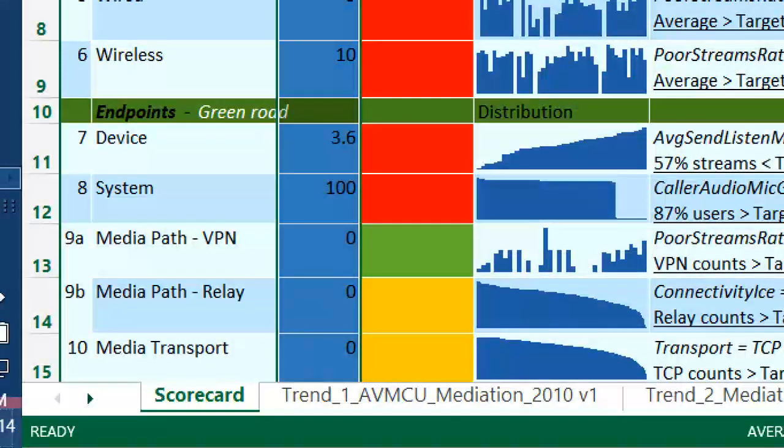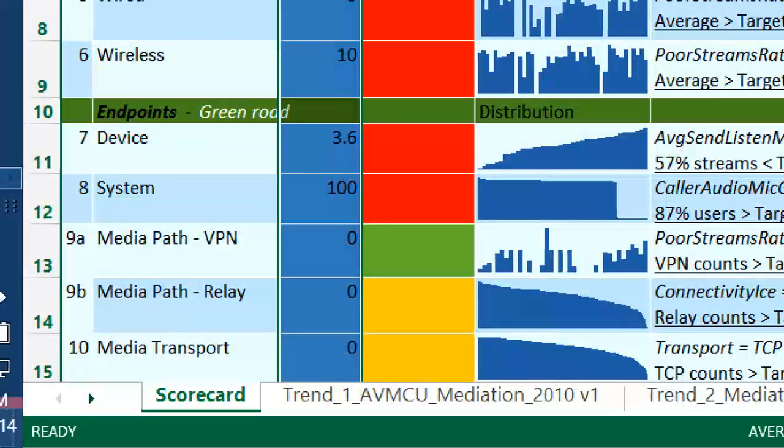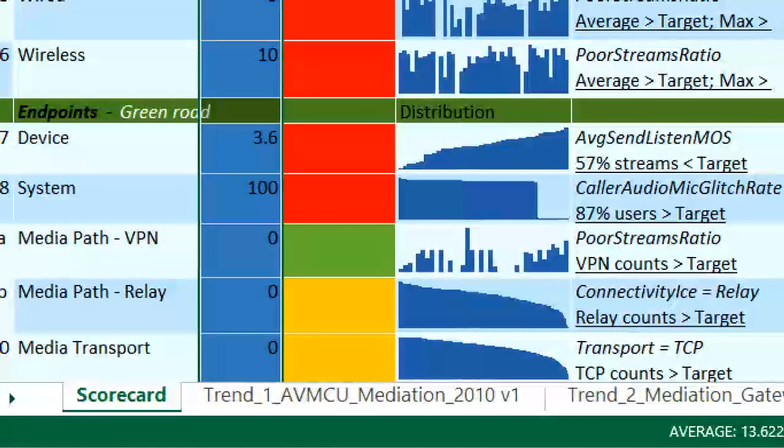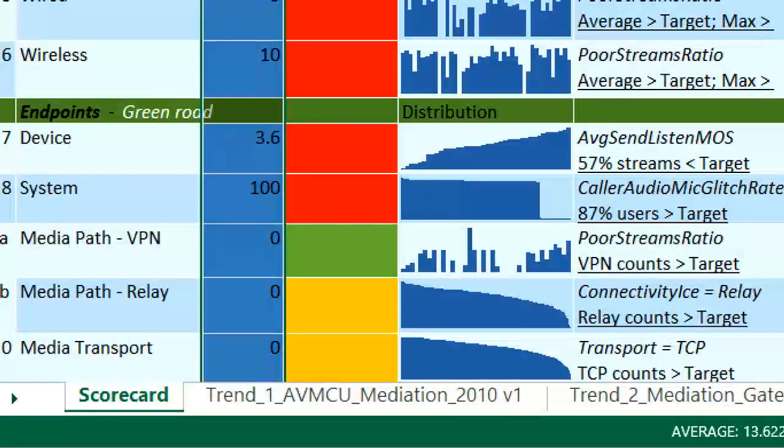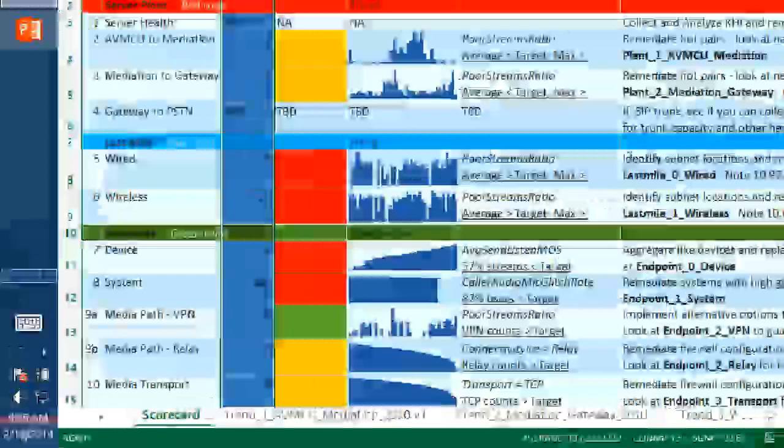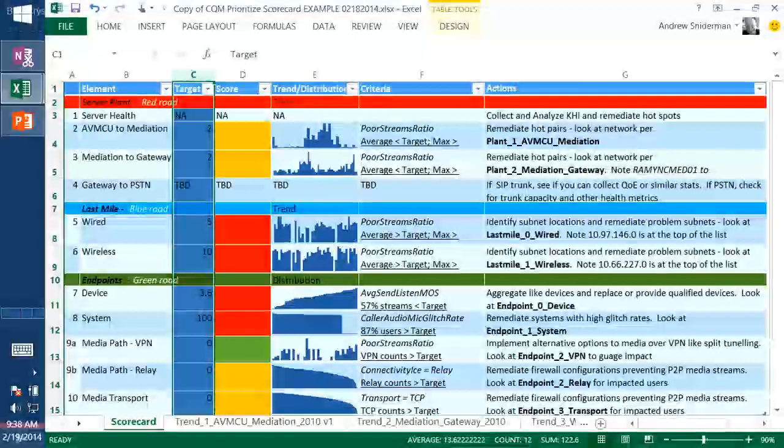VPN's green on this guy because they just had very few VPN streams. The ones they had were poor, but it was such a small fraction of the total that it's not really interesting. And then relay and transport were both problematic because they did have, see if I slide over, you can see, they did have a lot of calls going on relay and a lot of TCP calls. But of course, the target's 0, so anything's going to pop there. Okay. Make sense? Great.